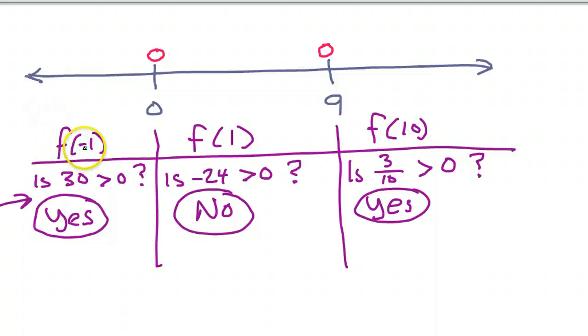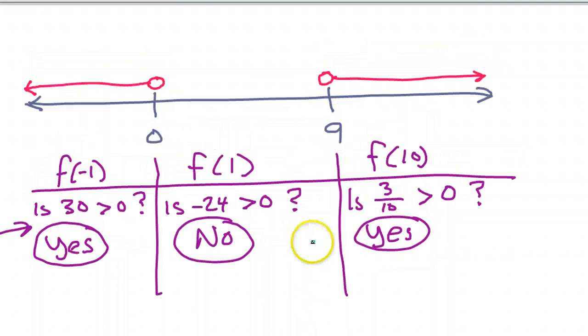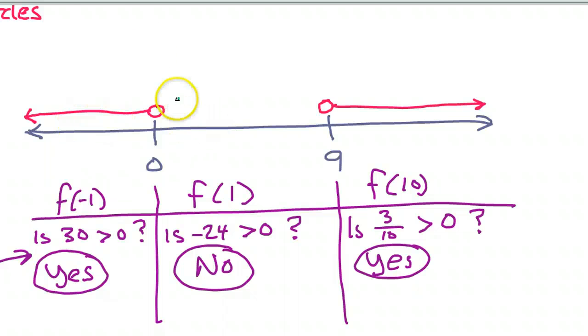And if -1 is a solution, then all of the values in this zone are solutions. I will show that with an arrow. 1 was not a solution, which means none of these values are solutions. 10 is a solution, yes. So that means all of the values in this interval are solutions. Okay, so that's the graph.